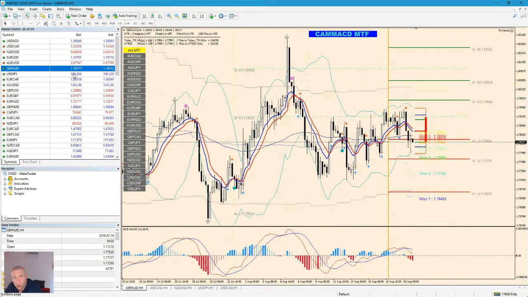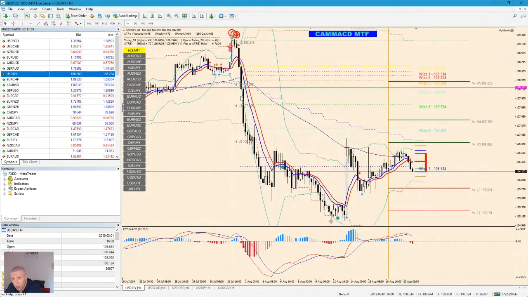GBP Australian dollar is also not clear. It seems that Australian dollar crosses are totally non-tradable now.